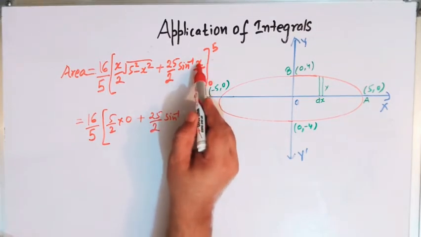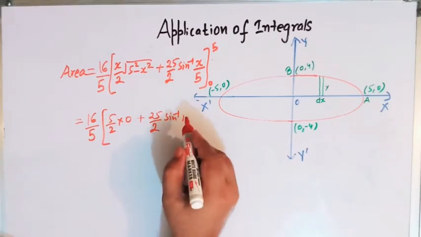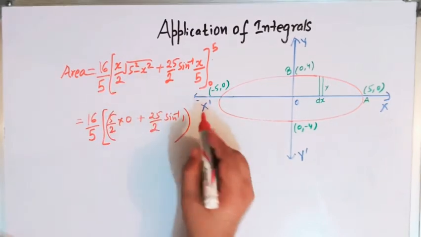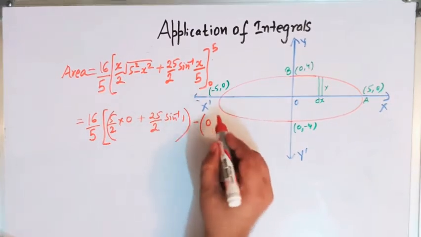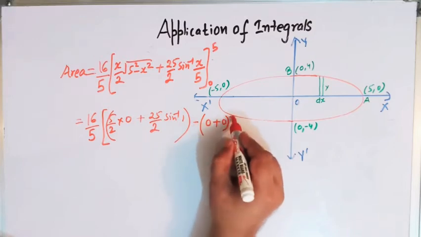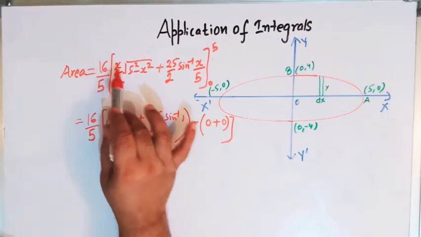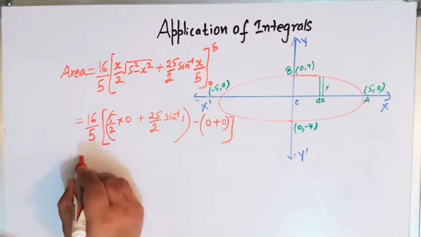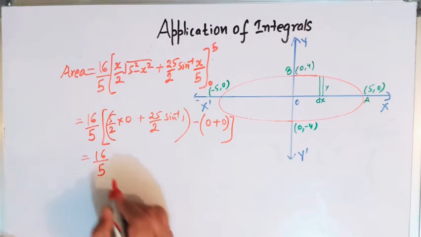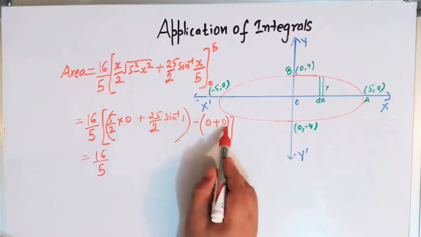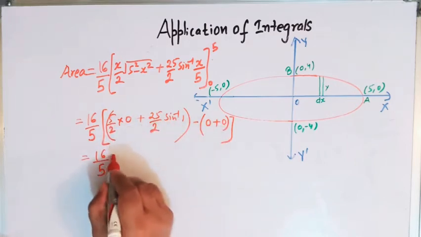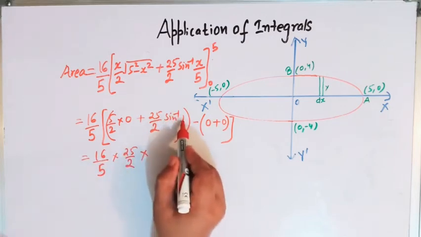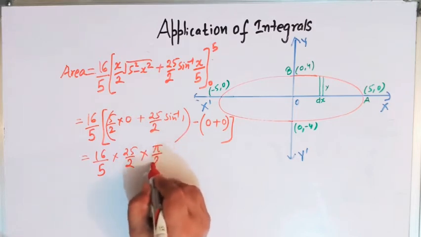Here we will substitute 5, so 5 by 5 is 1, and if we substitute the value 0 here, we get 0, and then we have here also 0, right? So both the terms will become 0. So now we can have 16 by 5, this is 0, this is all 0, and we have 25 by 2 times sine inverse 1, that is pi by 2, right?